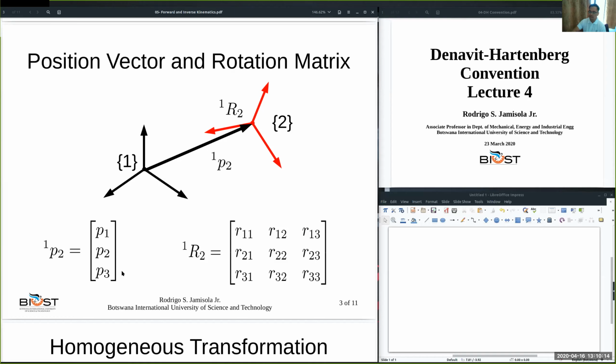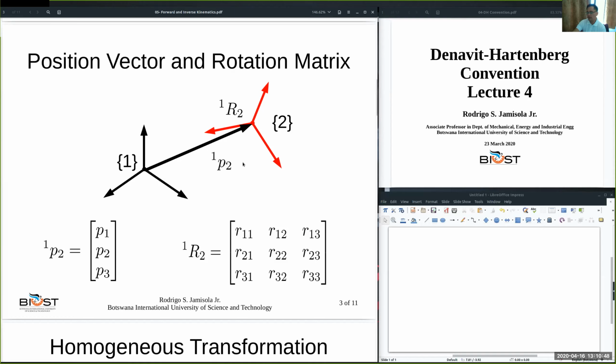But in our case, we didn't discuss quaternions. In this class, I prefer to discuss the rotation matrix. For this rotation matrix, we already mentioned that you have the X, Y, and Z axes of frame 2 expressed with respect to the X, Y, and Z axes of the reference frame, or frame 1.